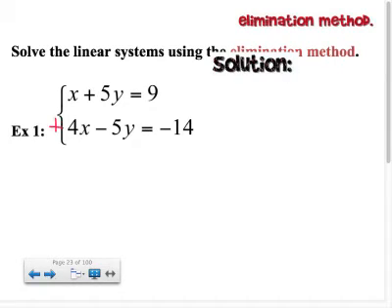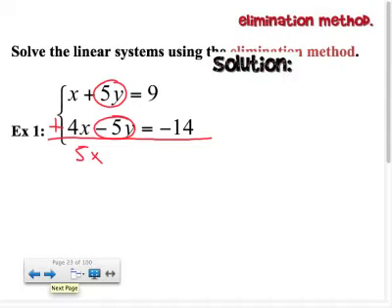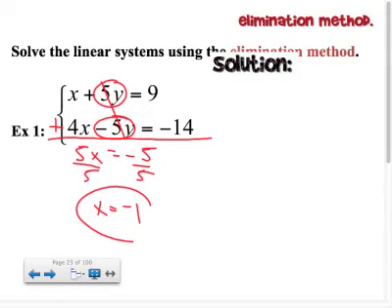equations and simply add them together, then my y's, because this is positive 5 and this is negative 5, are going to cancel. So x plus 4x is 5x. Positive 5y plus negative 5y becomes 0y, so those just cancel. And that equals 9 plus negative 14, which is negative 5. And so now from there I just divide both sides by 5, and I get that x equals negative 1.